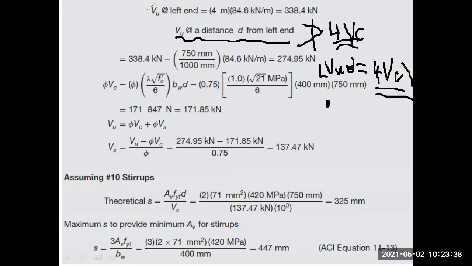We said the critical location. We never talked about VU at support. We said VS, not VU at support. VS is the force that the stirrups should take. And the ACI code puts a limit. The limit is for VC. VS should not exceed that limit.